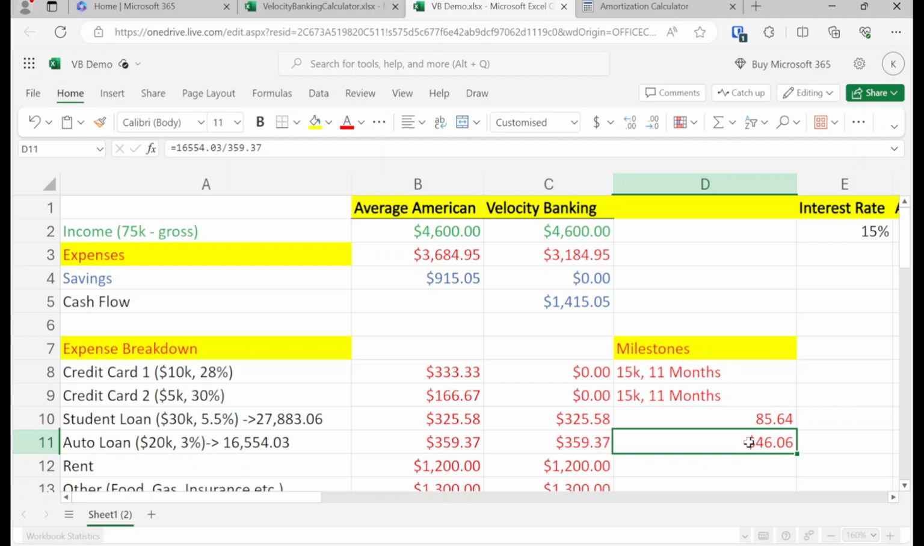You could think of this as a ranking system. So think of it like this: the lower the number, it basically means if you pay it off, you get more bang for your buck. So would you rather pay $27,000 to get $325 back, or $16,000 to get $359 back? Right?